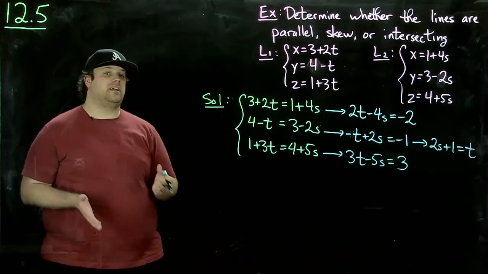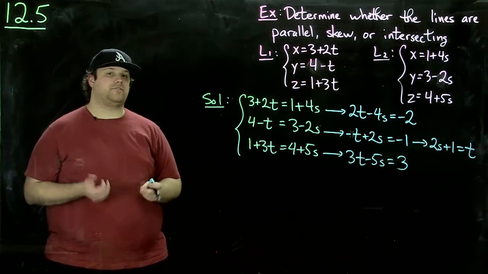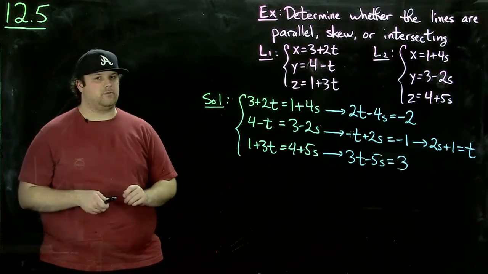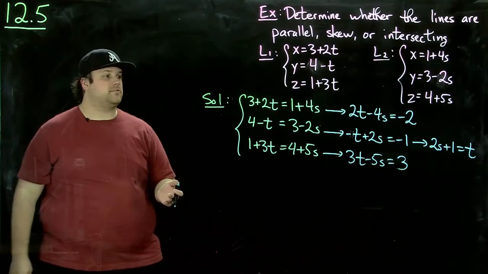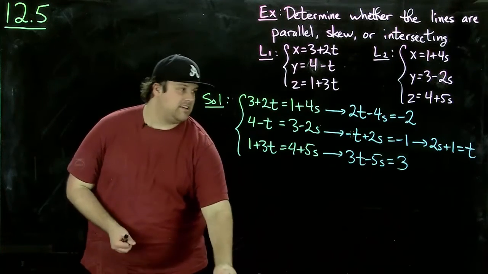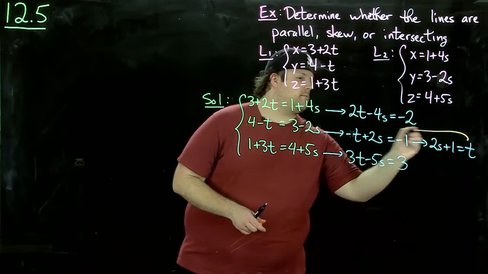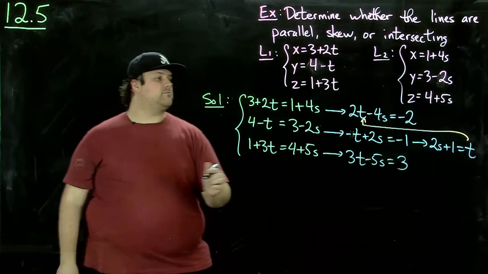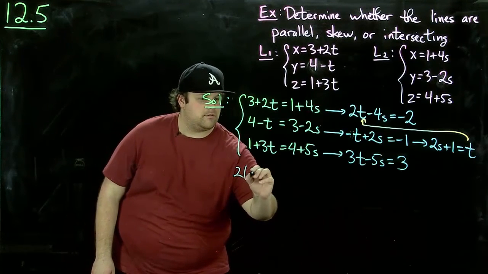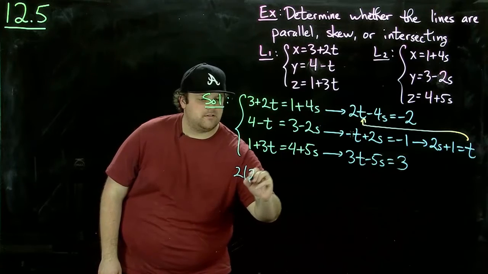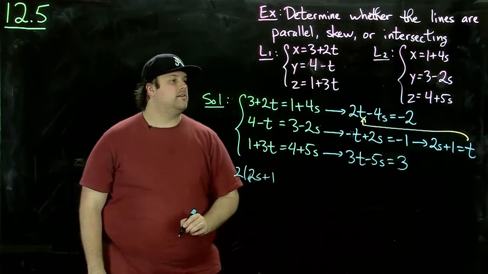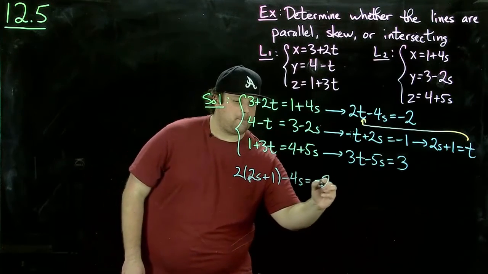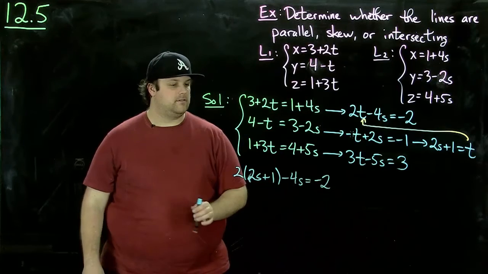Now what we're going to do is take that equation for t and plug it into one of these other two. Doesn't matter which one. Let's use the first one. So we're going to take this and put it in there for t. When we do that, we get 2 times 2s plus 1, minus 4s equals negative 2.